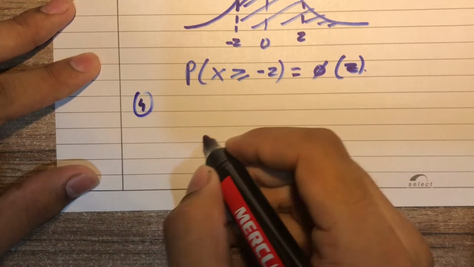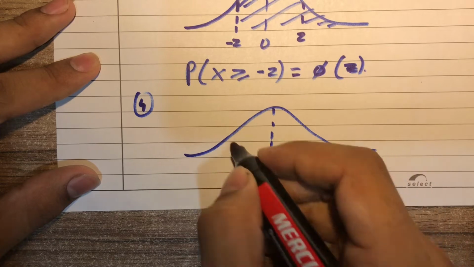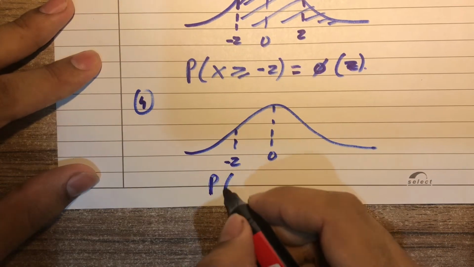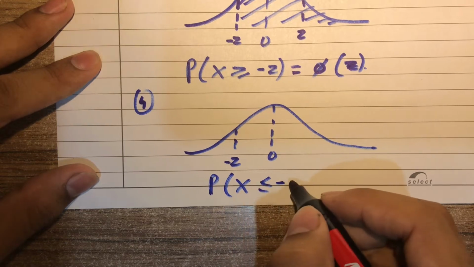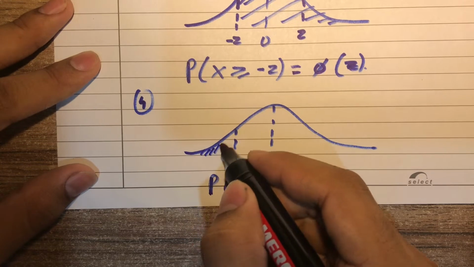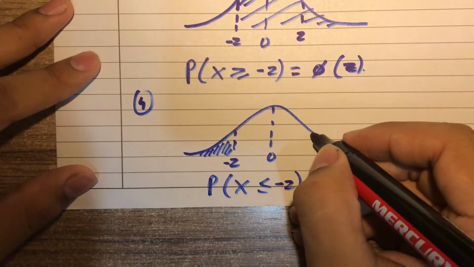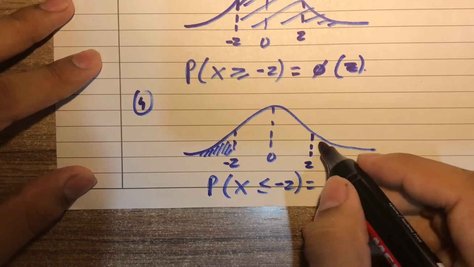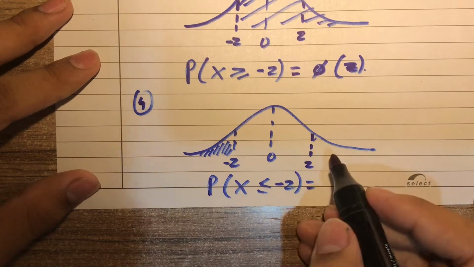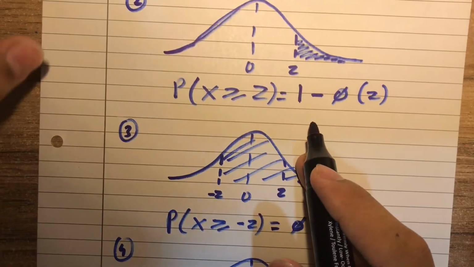Then the fourth case, again there's negative z. You have to find the probability of X less than or equal to negative z now. So basically this region. So now, because again it's symmetric, if I had just positive z over here, then this region would be equal to this region. So to find this region, I'd use this formula, 1 minus phi z.